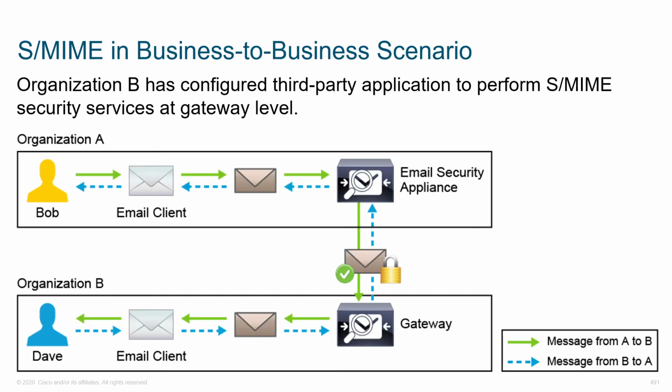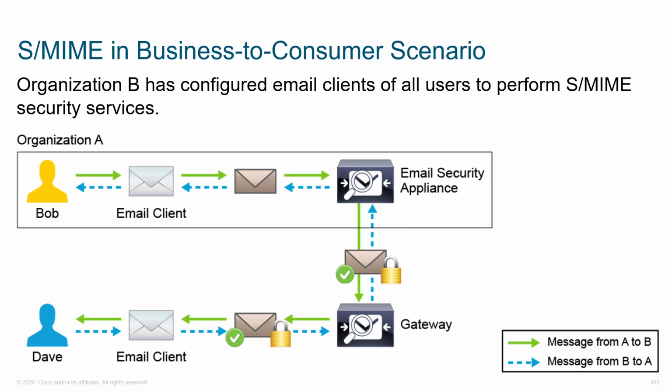So here just showing that S/MIME can be used in a business-to-business scenario. So maybe you've got Bob and Dave, and they've never heard of public keys, they've never heard of digital certificates, they don't know a lot about encryption, they're just sending email. But when the email gets to the gateway, the ESA could do encryption between each other. So again, this is just having S/MIME set up on the delivery side. Additionally, S/MIME can be used in a business-to-consumer scenario, or even consumer-to-consumer.